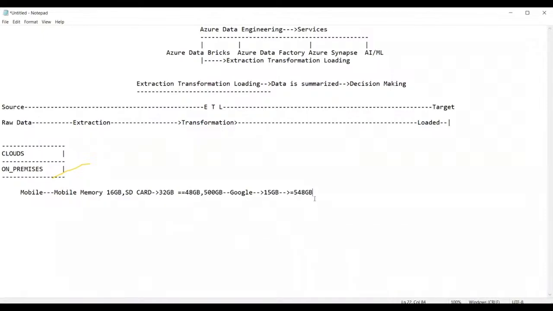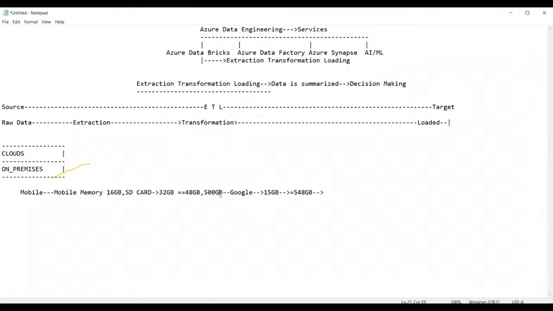Now, one fine day, I lost my mobile phone, guys. That is my query. When I lose my mobile phone, I could not trace it. I have to buy a new mobile phone, hence I bought the new mobile phone. Now, once you bought a new mobile phone, guys, please tell me, can you recollect this 48 GB? Can you recollect this 500 GB memory or not?